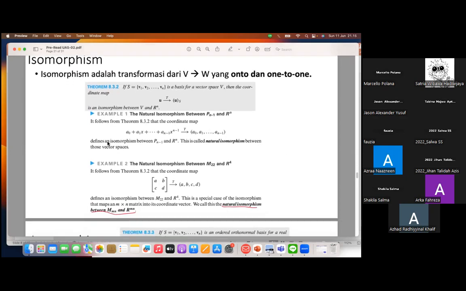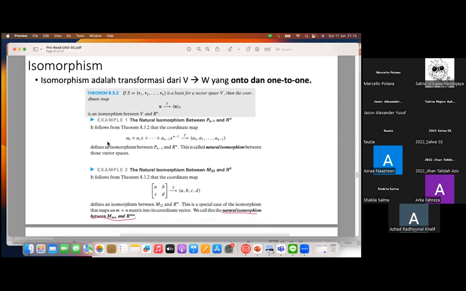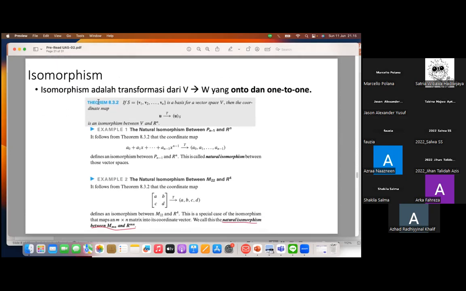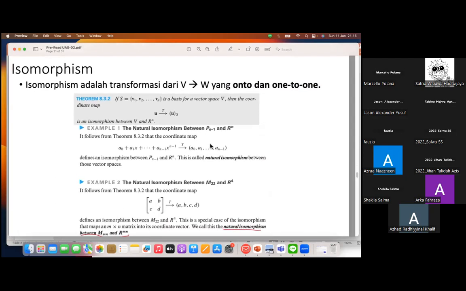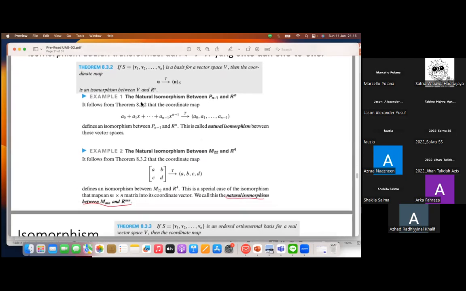Now here, isomorphism. Isomorphism basically is a transformation that is both onto and one-to-one. Now here we have natural isomorphism, which means that the isomorphism is already like this to begin with, which is why it's natural.